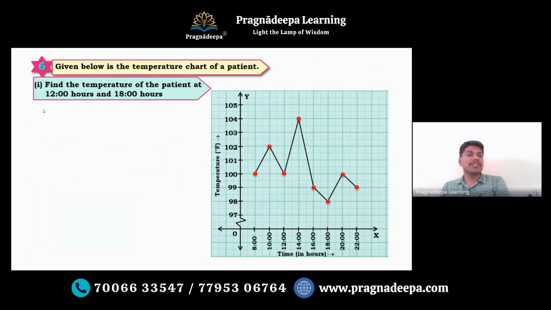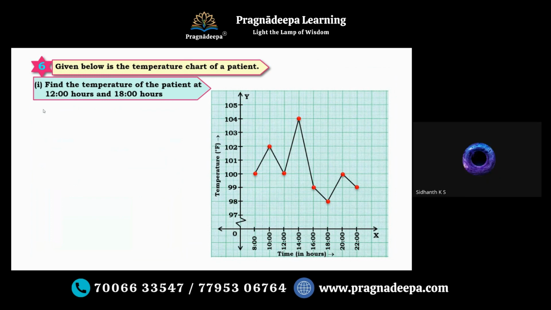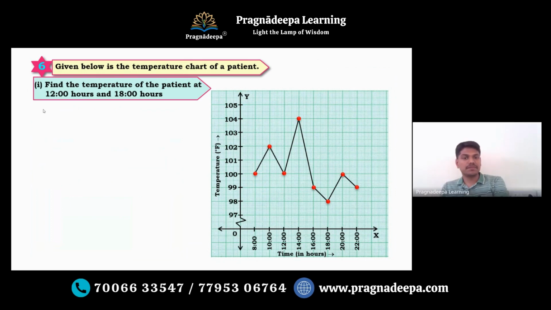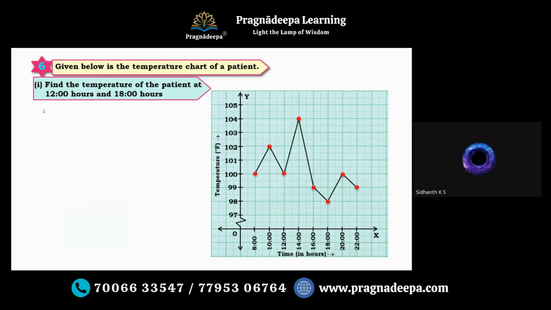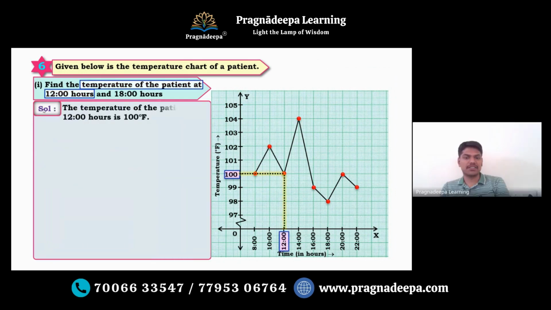Find the temperature of the patient at 12 hours and 18 hours. So 12 and 18. Okay, sir, at 12 o'clock, it was 100 degrees Fahrenheit. And sir, at 18 o'clock, it was 98 degrees Fahrenheit. Perfect. So I guess you know how to see it.